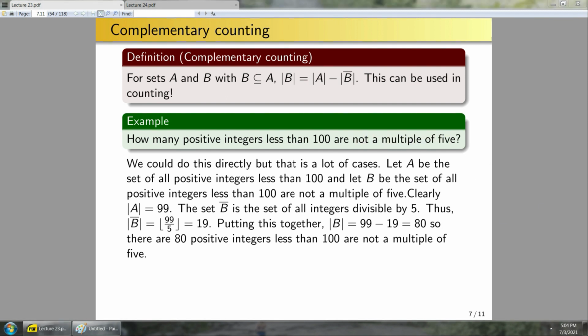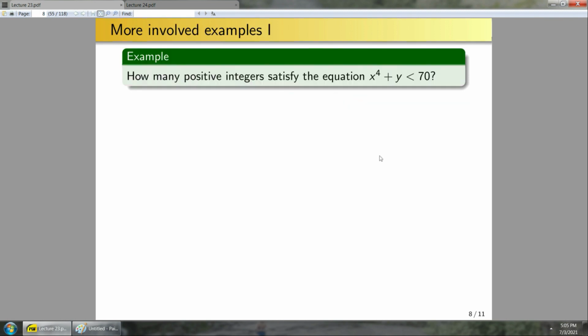Another time when you might want to use complementary counting is when you know that the size of B is going to be much bigger than the size of B complement, and the size of B complement would be relatively easy to compute. Okay, let's look at a few more examples to end the lecture with.